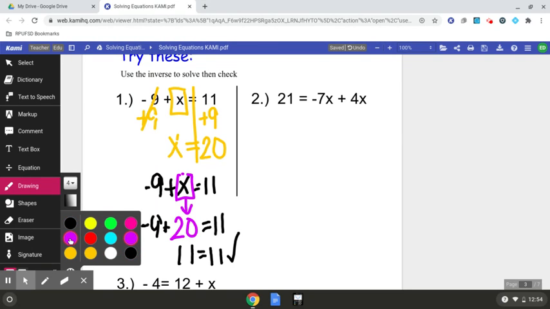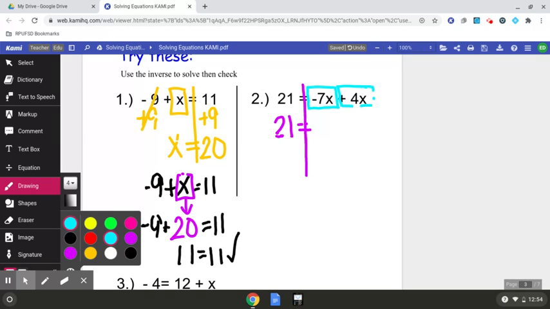Okay, so number 2, when we look at this one, we draw our line down the equal sign. So now this one, we actually do have to simplify the right side. So the 21 is not going to change. That's going to stay the same. We're not changing that at all, right? Just drop it down. But we can actually combine negative 7x plus 4x.